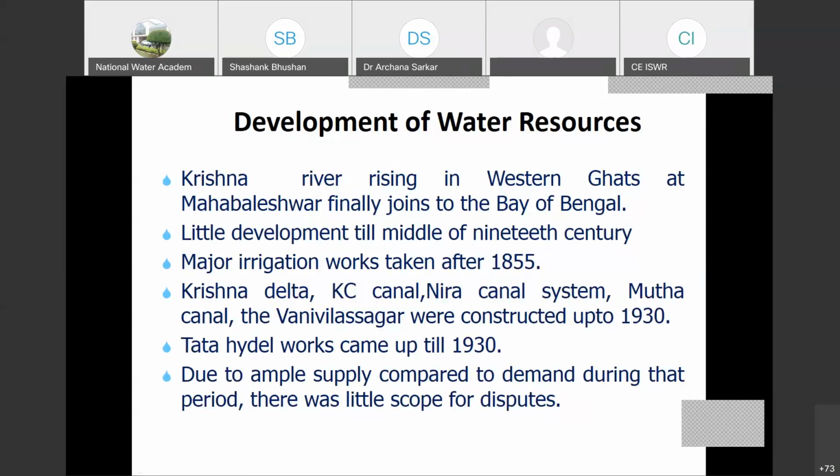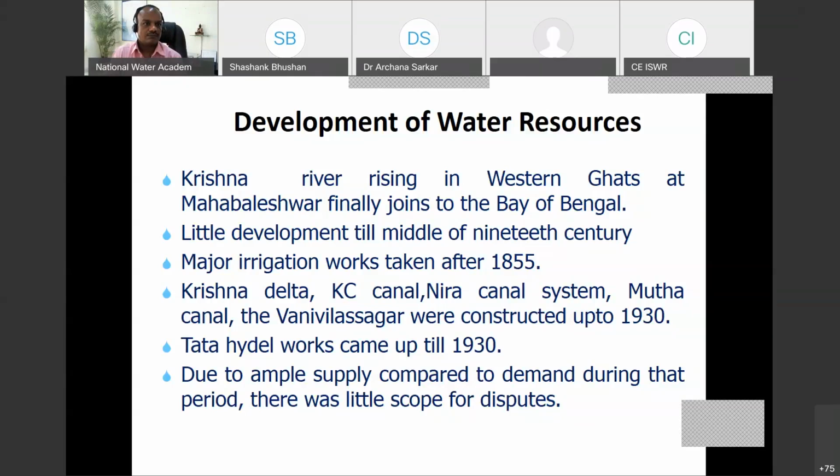Actually, the Krishna is rising near Maharashtra in the Western Ghats. The river travels from Maharashtra right up to the Bay of Bengal through different states.